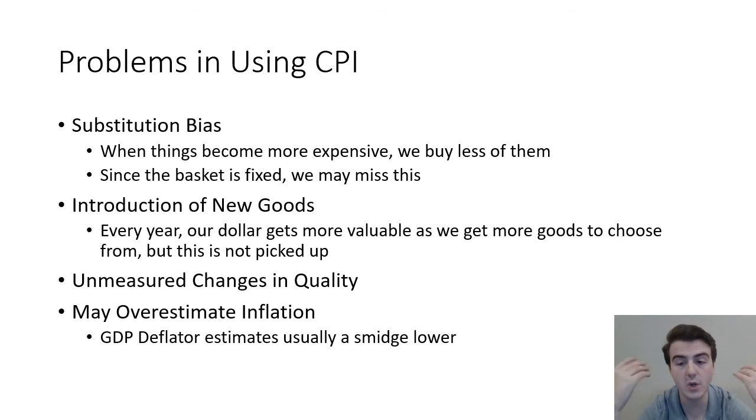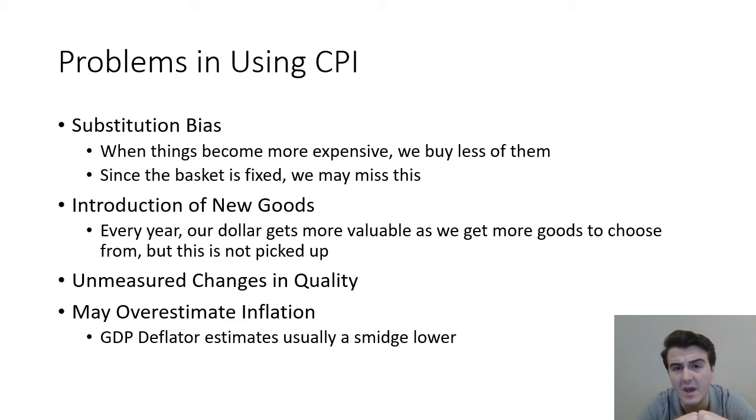We get new additional choices for what we want to buy, right? But these new goods are not picked up in our fixed basket. The diversity of choice that is available to us is not picked up, just price. Changes in quality, whether they are up or down, are not going to be measured.